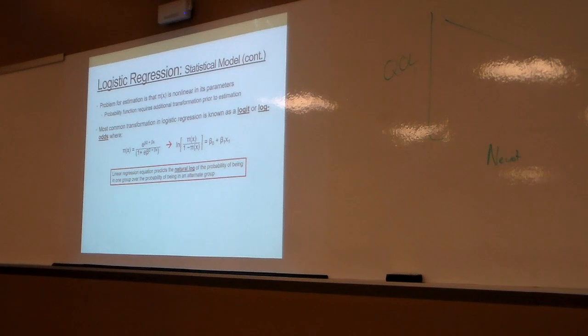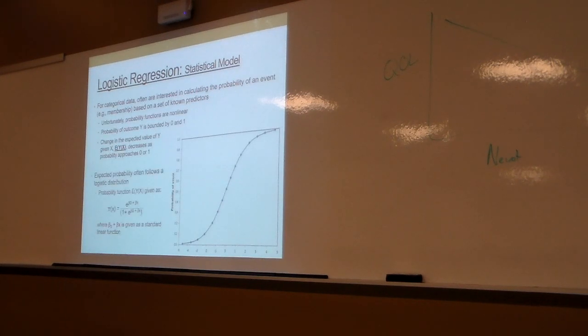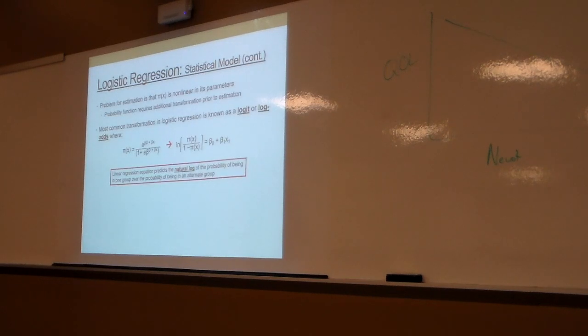Remember here, we want to predict probability. That would be nice. We can't predict probability because probability is nonlinear in its parameters. But what we can do is restructure this equation so that we can use a linear model to predict an outcome. It's just no longer the outcome that we initially wanted to predict.